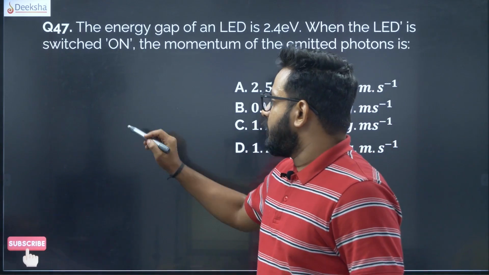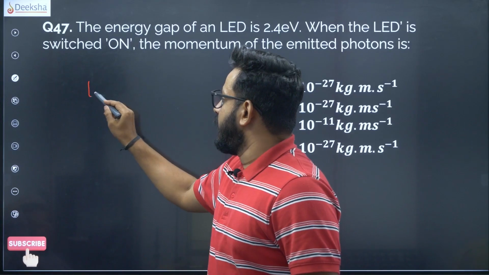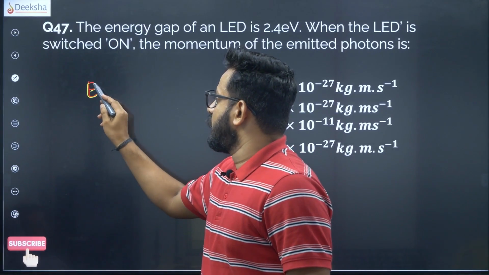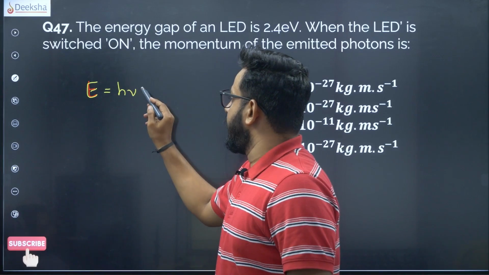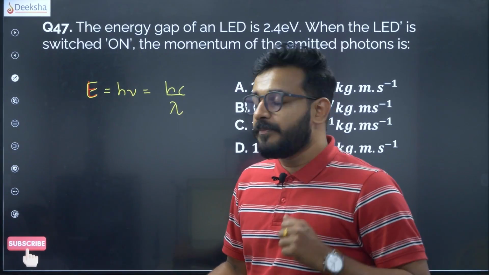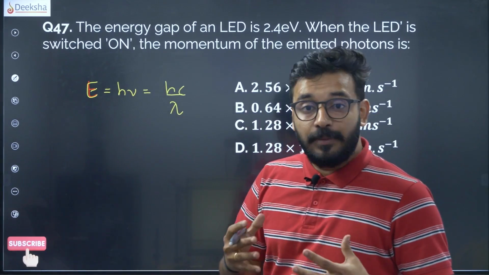How do you do that? First of all, how do you write energy? How do you know about the energy of a light? Energy E is given as h nu or hc by lambda. All right, these are the two versions of the energy of a photon. Now let's bring in de Broglie's wavelength because we need the momentum.